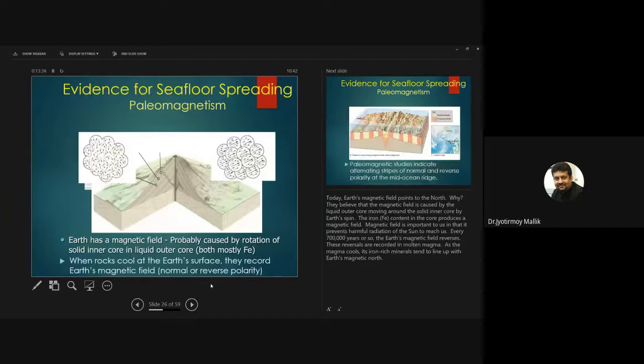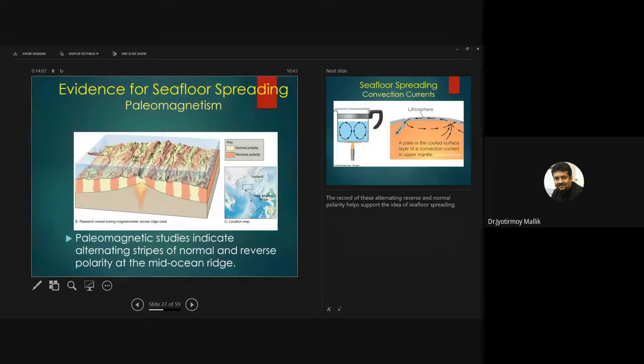So this is what I was talking about. Earth has a magnetic field, probably caused by the rotation of the solid inner core in the liquid outer core, both mostly iron. When rocks cool at the Earth's surface, they record Earth's magnetic field, as we just said. As a result, we do see this polarity reversal. This is the ridge. We have the normal polarity and reverse polarity. And that is one of the evidences of seafloor spreading.